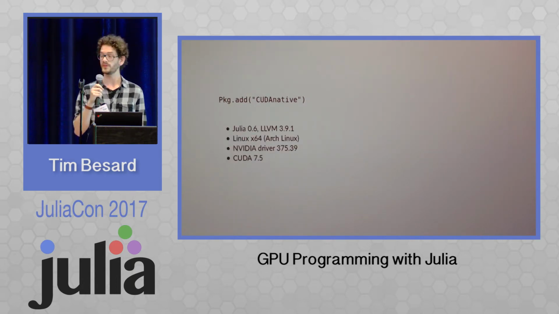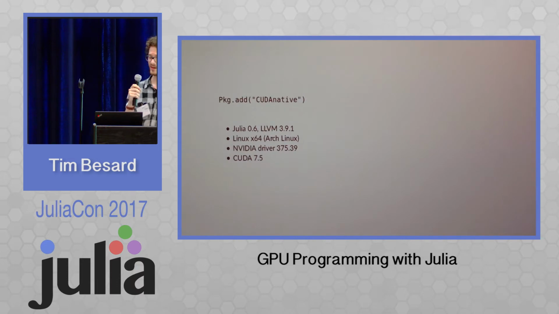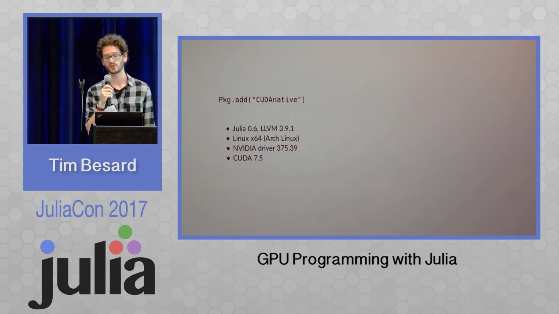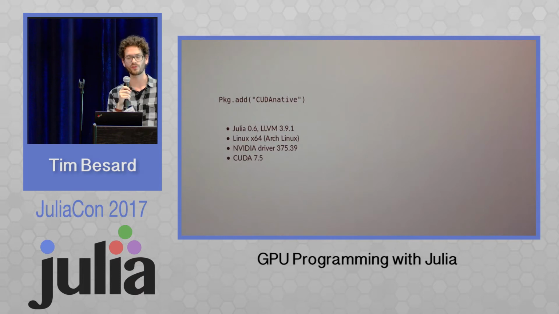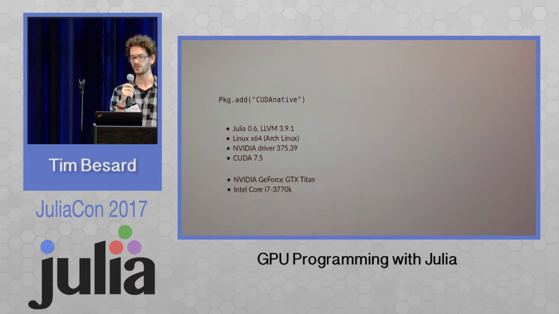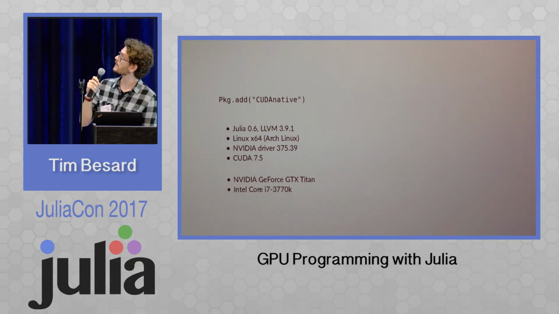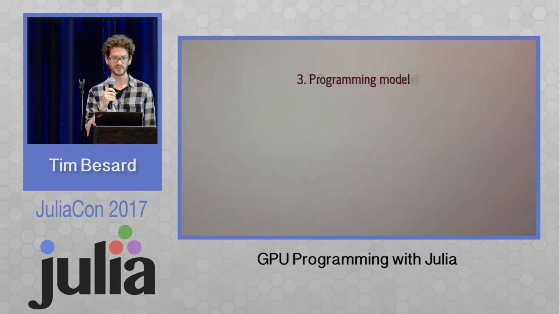These slides are rendered on a system where I'm running Julia 0.6 with LLVM 3.9 on a 64-bit Linux system with the NVIDIA driver 375 and CUDA 7.5, in case it would matter for benchmark results and so on. And I'm using a GeForce GTX Titan on a 3770K Intel CPU.